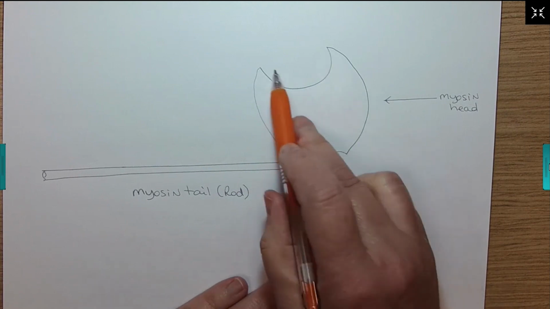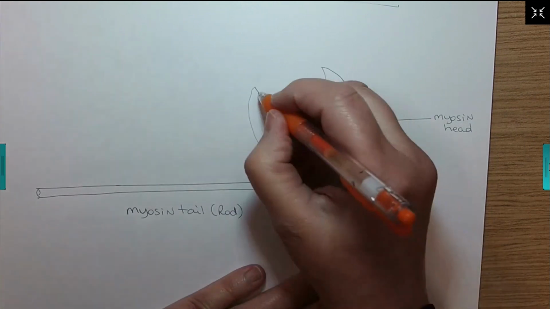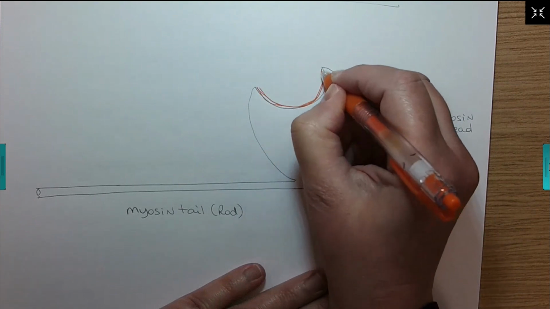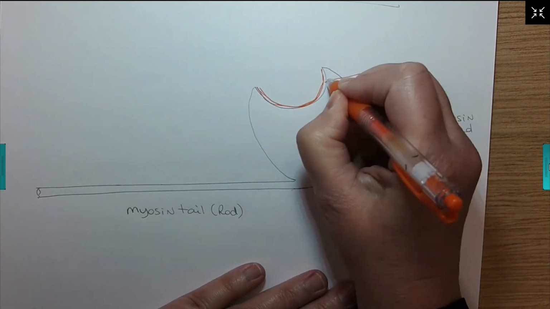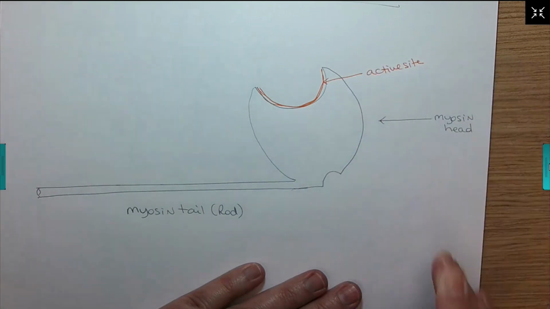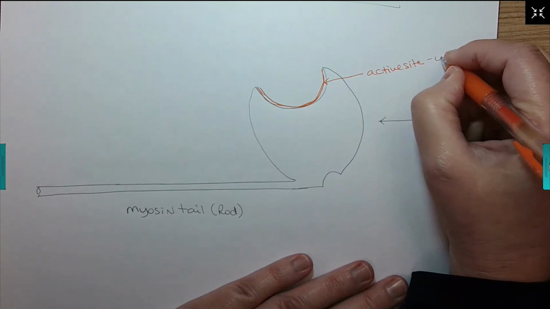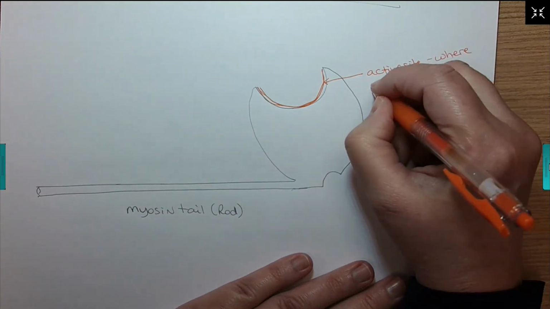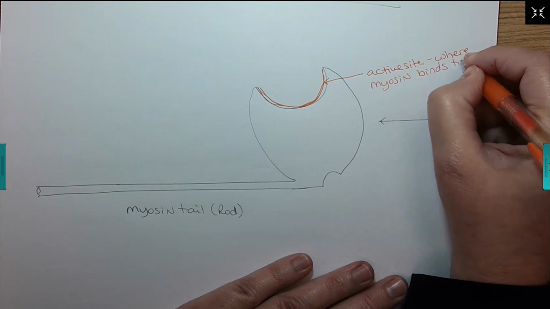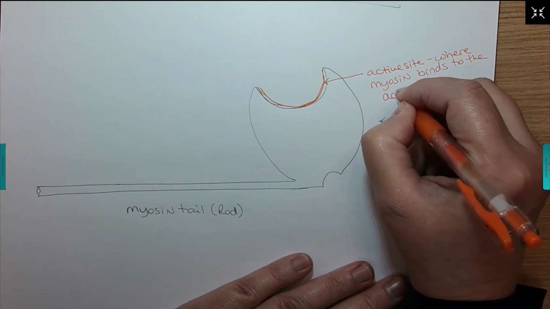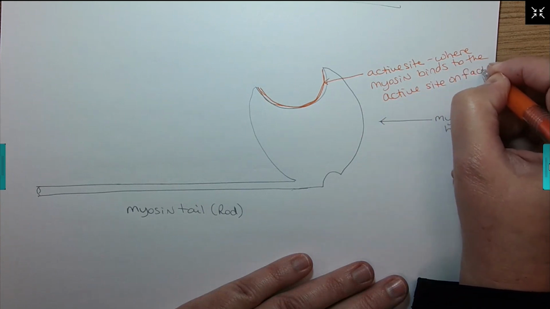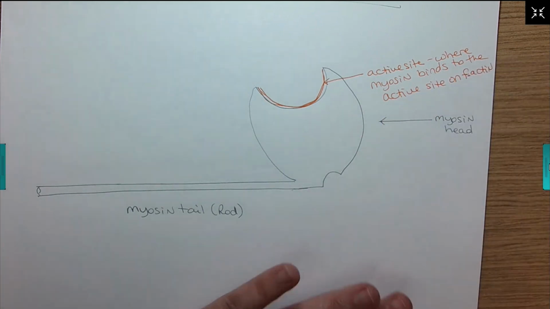Now this big bite that's been taken out of that myosin head, this is the active site. So this is where myosin binds to the active site on F-actin.